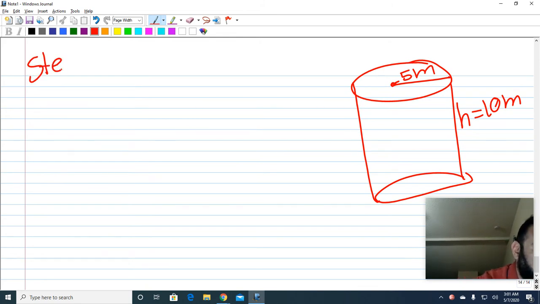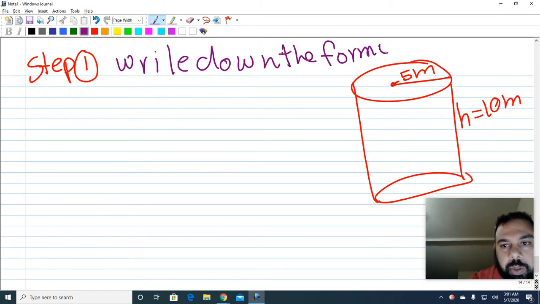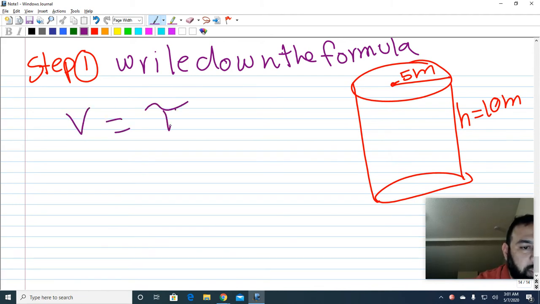Step one, write down the formula that you're going to use. So the formula for the volume of a cylinder equals pi r square h.